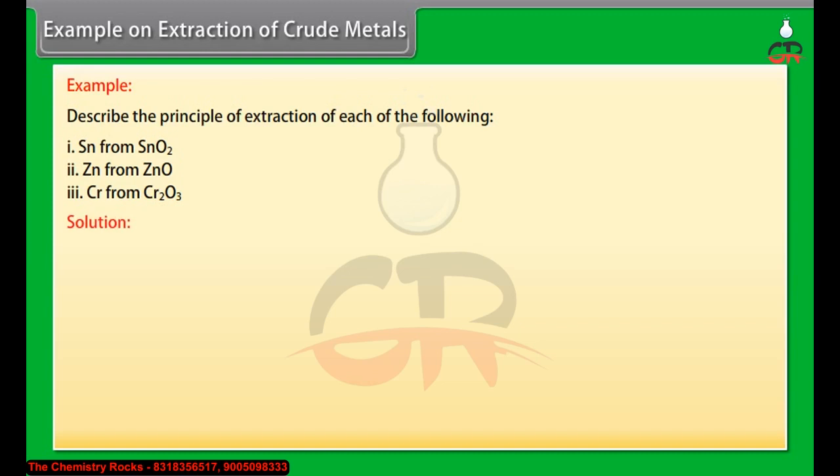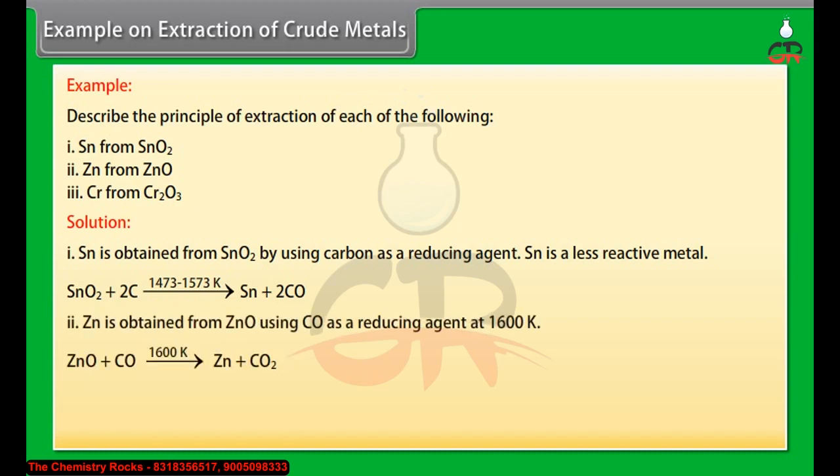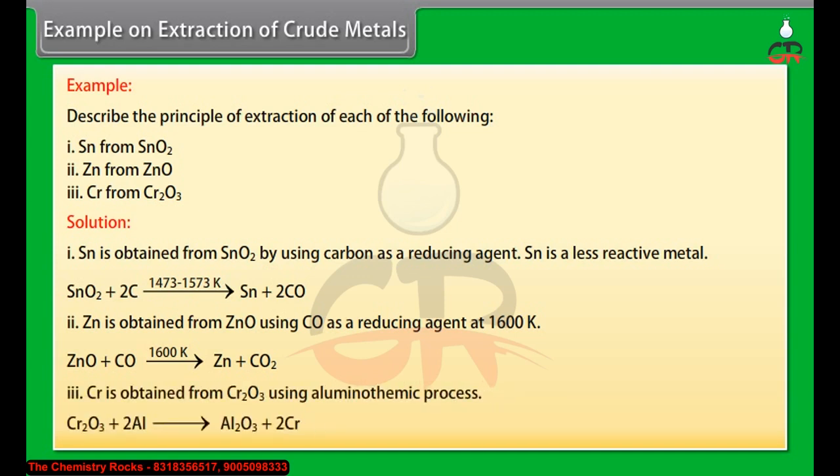Let's see the solution. Sn is obtained from SnO2 by using carbon as a reducing agent. Sn is a less reactive metal. Zn is obtained from ZnO using CO as a reducing agent at 1600 Kelvin. Cr is obtained from Cr2O3 using the aluminothermic process.